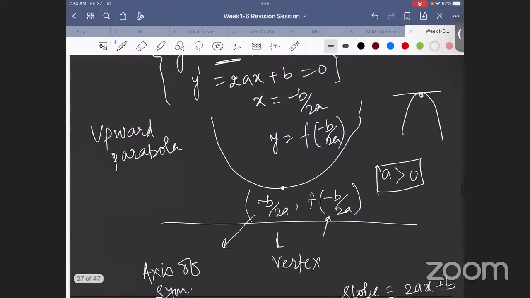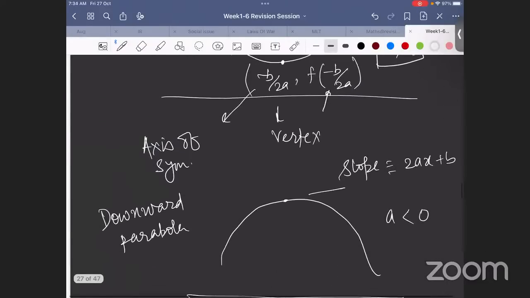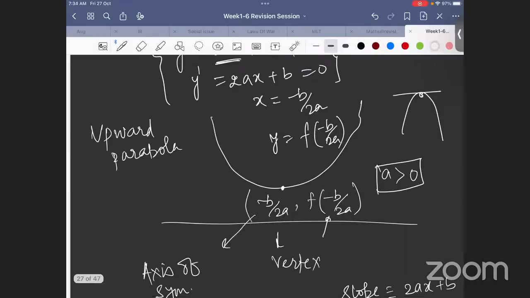And what is the axis of symmetry? Minus b by 2a. So this is the axis of symmetry, minus b by 2a.